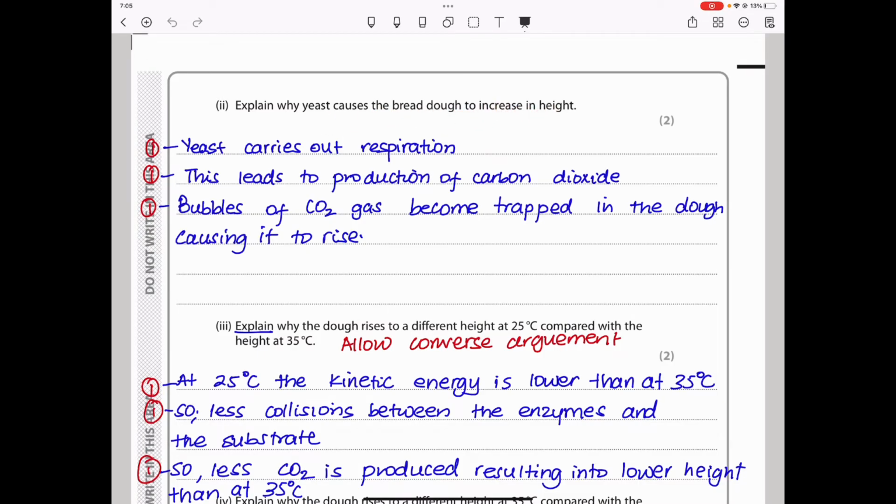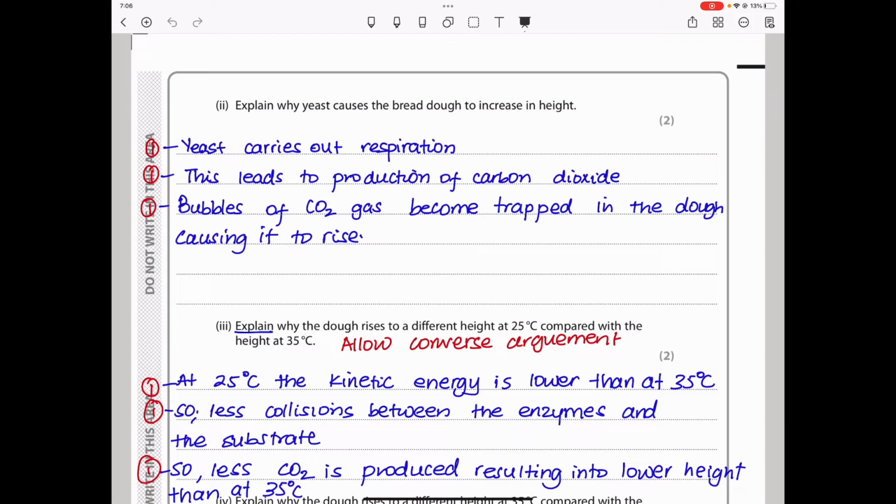As you can see, yeast is going to carry out respiration, and because it's going to be aerobic, it leads to the production of carbon dioxide. The carbon dioxide gas is going to be trapped in the dough as it rises. So the entrapment of the CO2 gas in the dough causes it to rise.